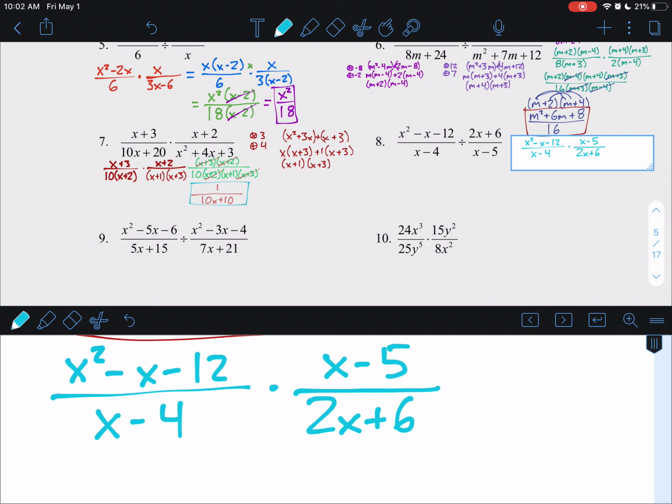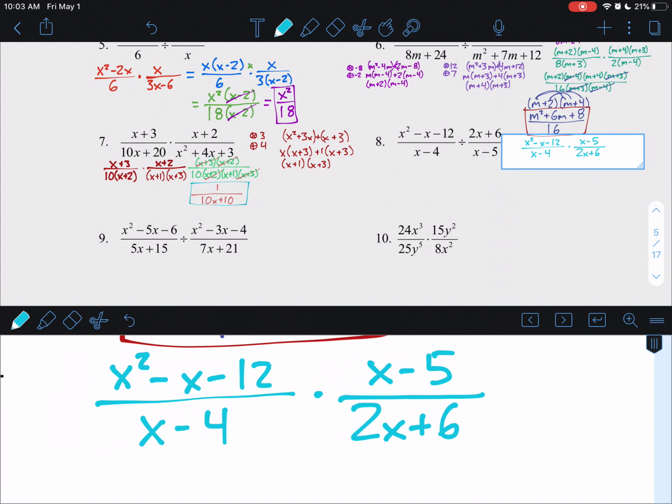So next I'm looking for things I can factor. The denominator of the first fraction can't be factored, because there is no GCF between x and -4. Same with x and -5 in the numerator of the second fraction. So that's not going to work, but this x squared minus x minus 12 can be factored, and so can that 2x plus 6.